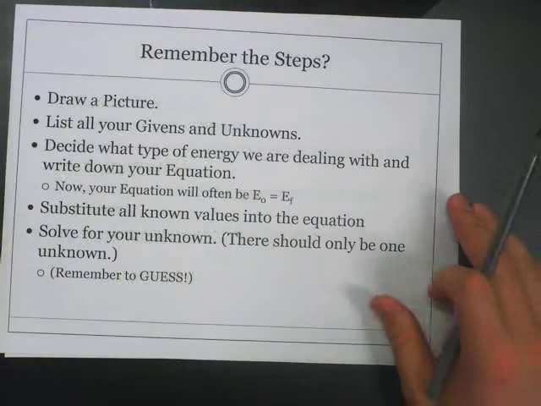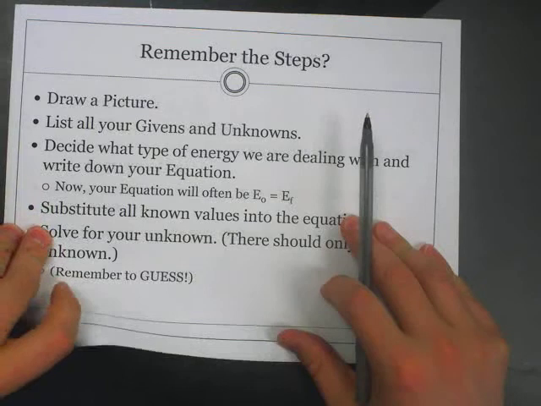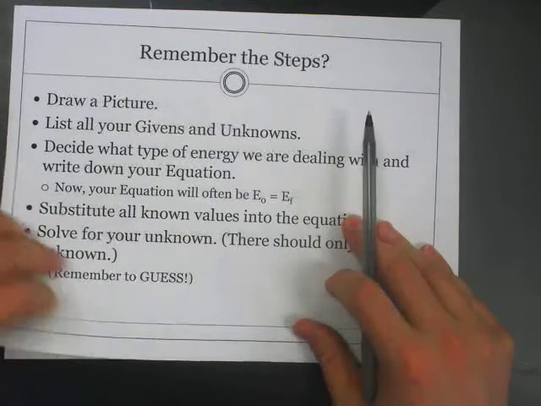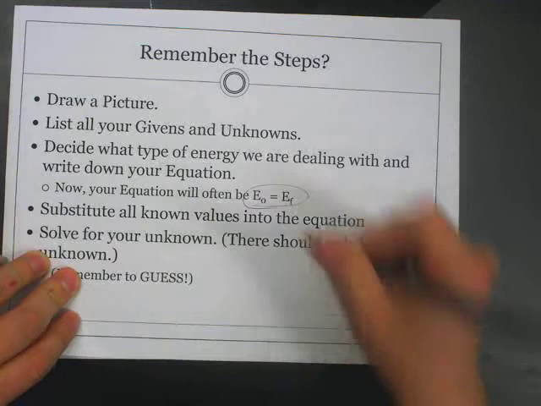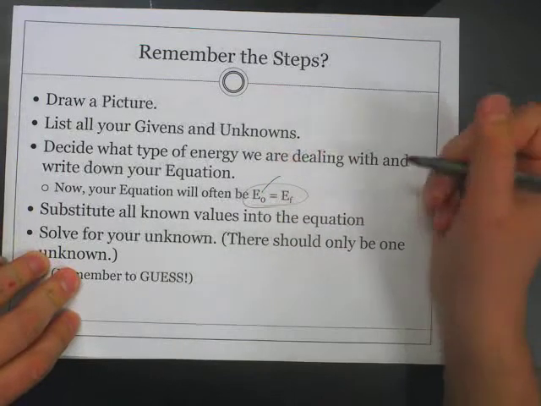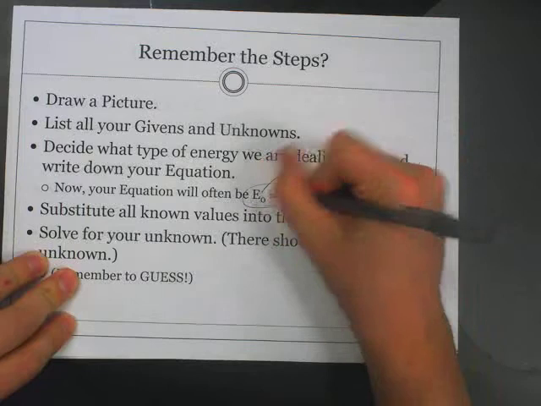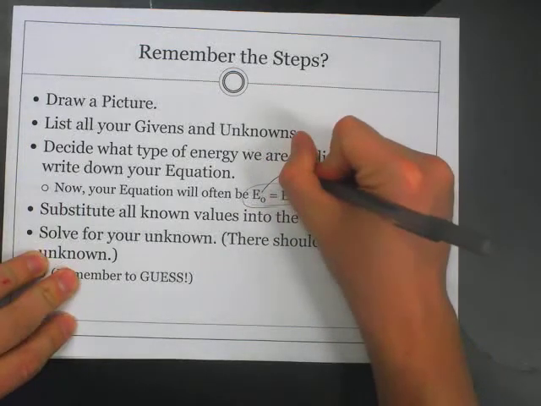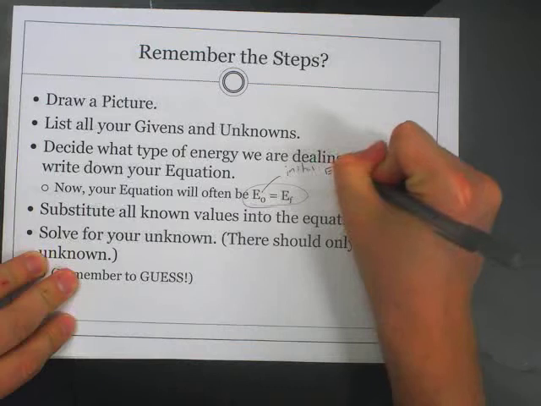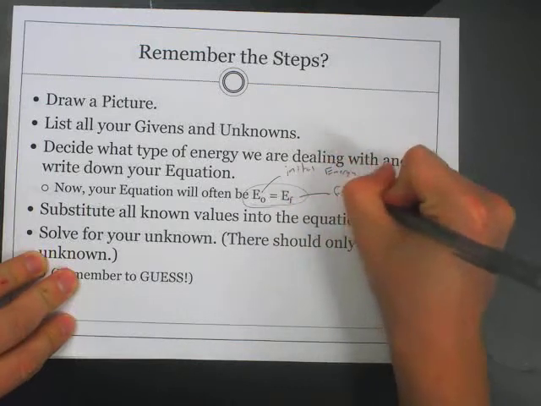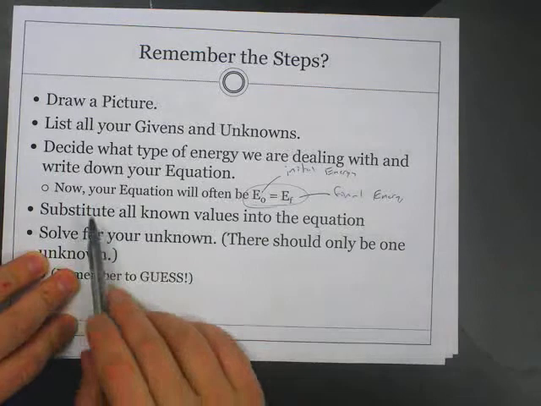Okay, so the steps from last time are pretty much the same as the steps from this time, except when you do your equation it's often going to be E initial equals E final. Remember the naught, as in V naught and X naught: the E naught means initial energy, and then obviously the final energy. Okay? So then you're going to plug in all your known values, solve for your unknown.